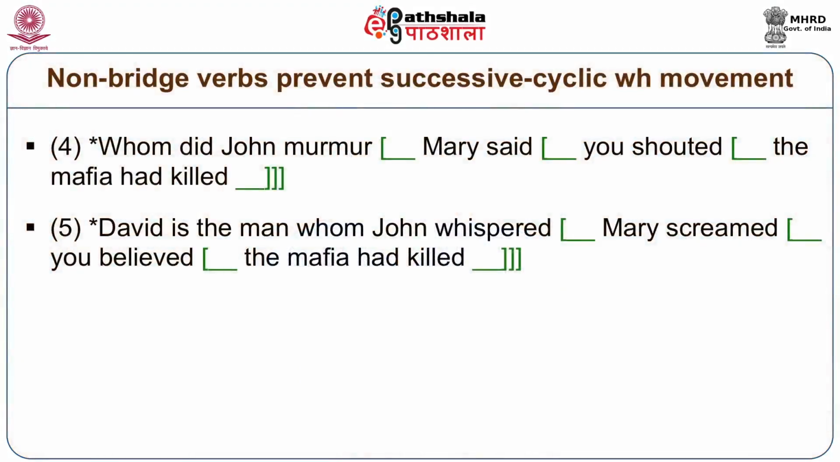Thus, if you take one of these sentences and put in a few manner of speaking verbs, the result is quite bad. If you take "Whom did John murmur, Mary said, you shouted the mafia had killed?", example 4, as you can see, it's a bad sentence in English. Likewise, if you do this with relatives, "David is the man whom John whispered, Mary screamed, you believe the mafia had killed," that also is quite bad.